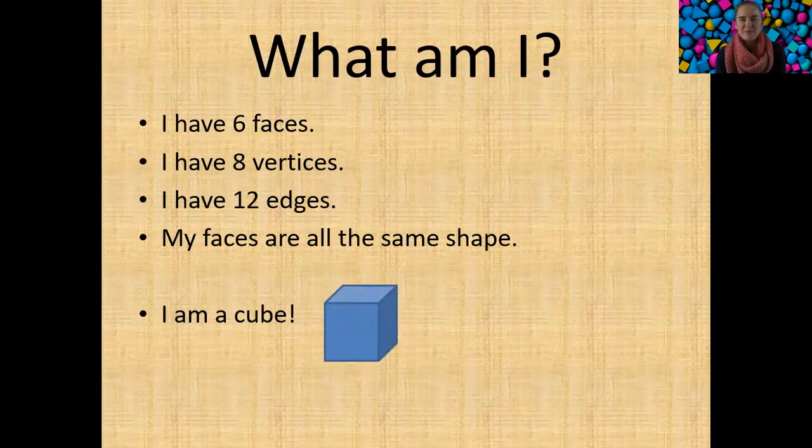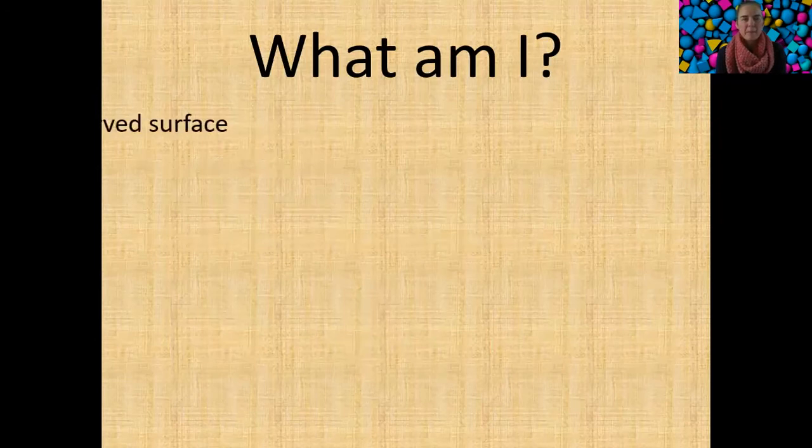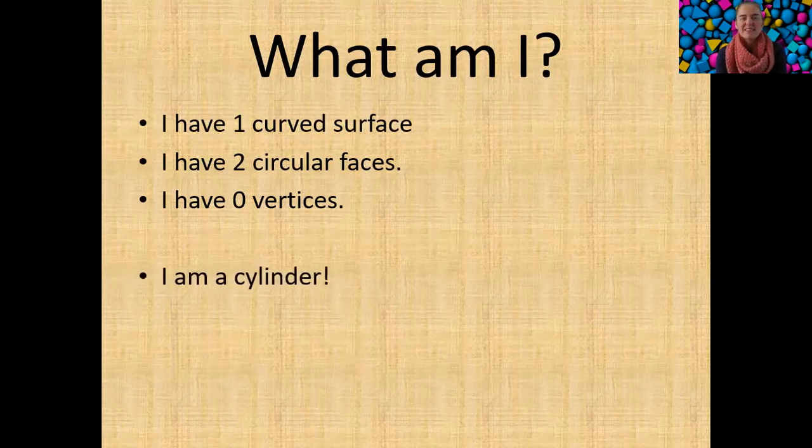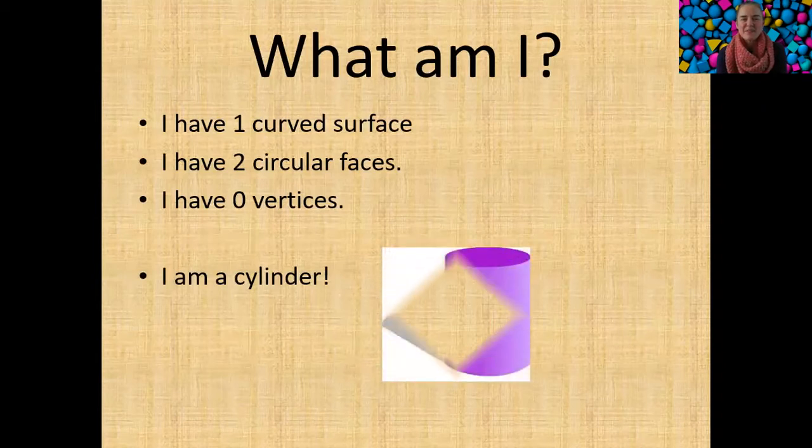Let's do the next one. What am I? I have 1 curved surface. I have 2 circular faces. I have no vertices. What do you think that might be? Call it out to the screen. I am a cylinder. Well done if you got that one.